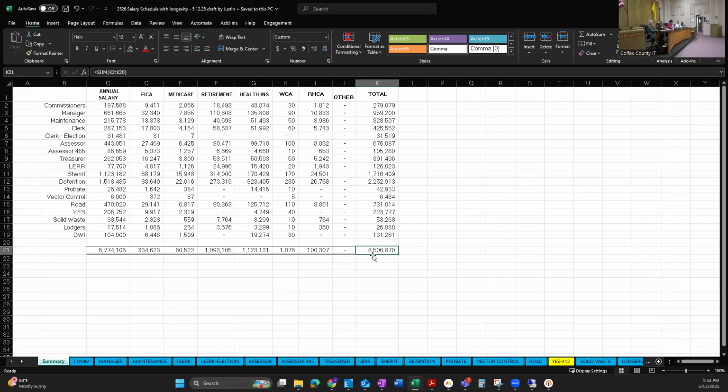Okay. And then does this include longevity as well? Yeah, it does. Sorry, it says with longevity. It also includes things like overtime and certain fringe benefits, just for everybody's knowledge. Thank you. You can see sheriff and detention make up just under 50% of the total payroll costs, probably like 45, 46%.